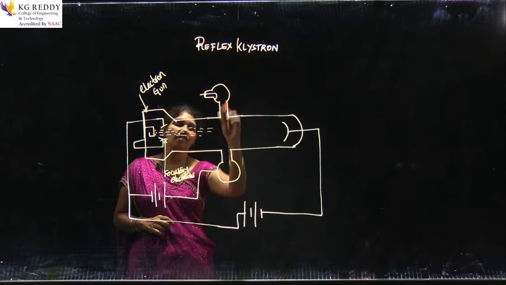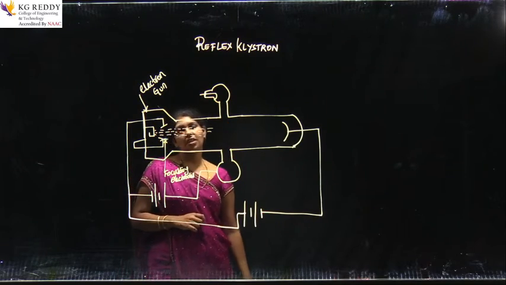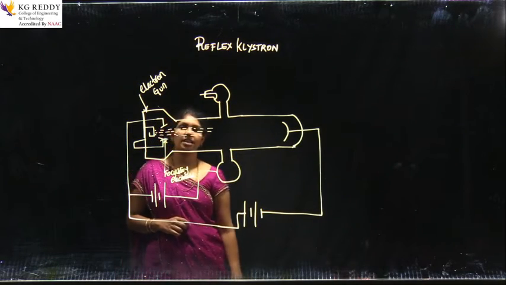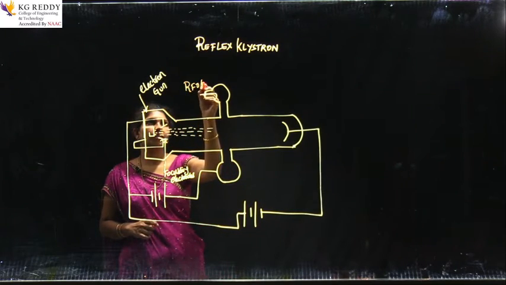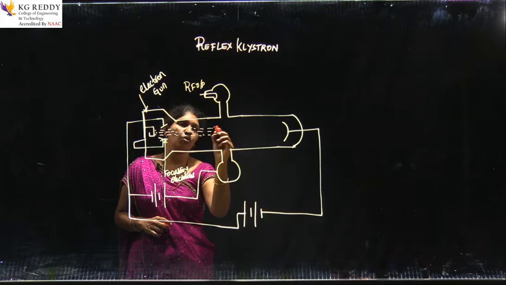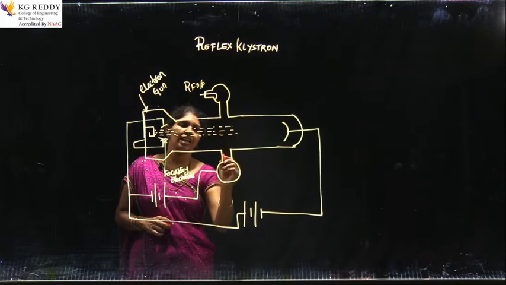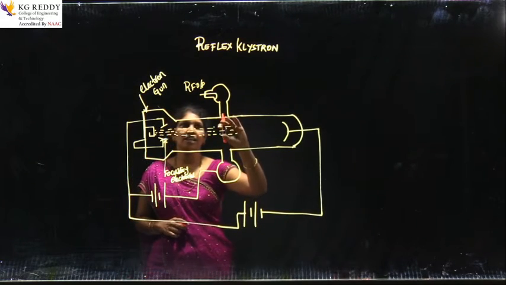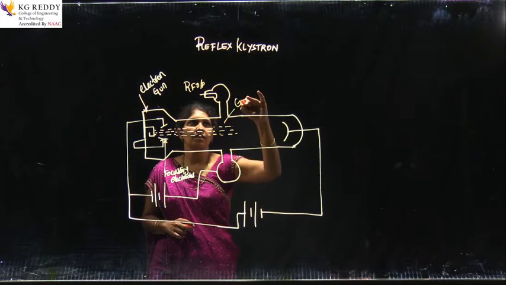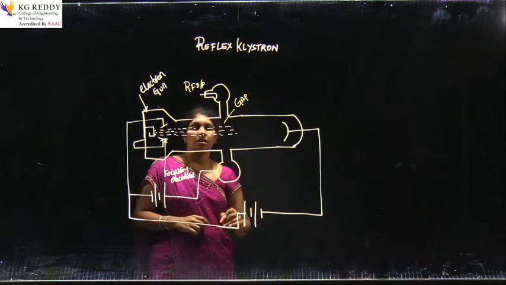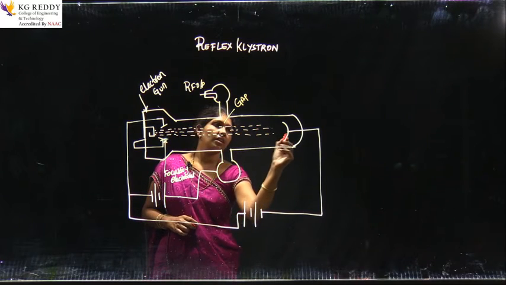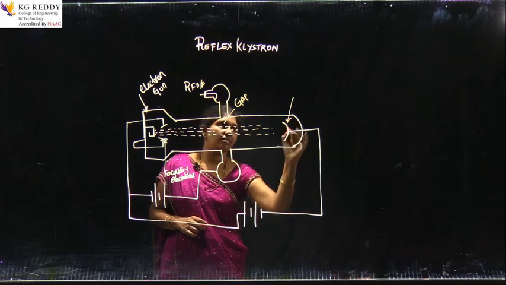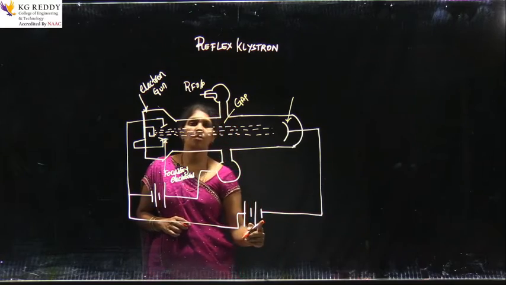Now, there is only one cavity. The one cavity works as a buncher cavity and the catcher cavity. We will take the RF output from here. When the electrons are moving, they will interact with this RF field in this gap. Now this part of the device is also connected to the negative terminal of the battery.